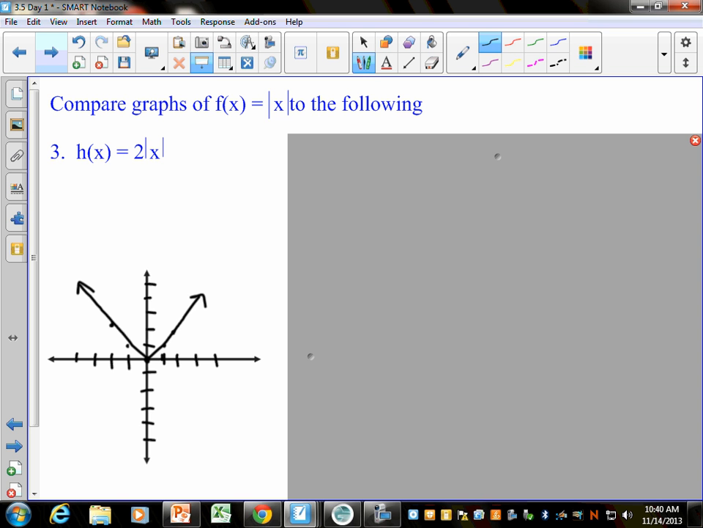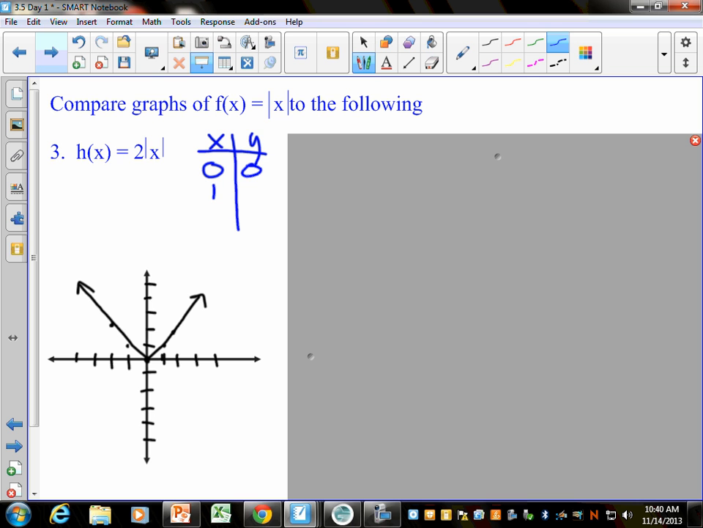If we put a 2 in front of that, that just means it's going to stretch it by a factor of 2. If you're not sure what that does to your graph, all you got to do is make an XY chart. You already know it's going to be a V shape. You just need to pick a couple points and just look what happens. If we plug 0 in there, we're still going to get 0 because 2 times 0 is still 0. But when we plug any other number in there, it's going to double it. It's going to stretch it by a factor of 2.